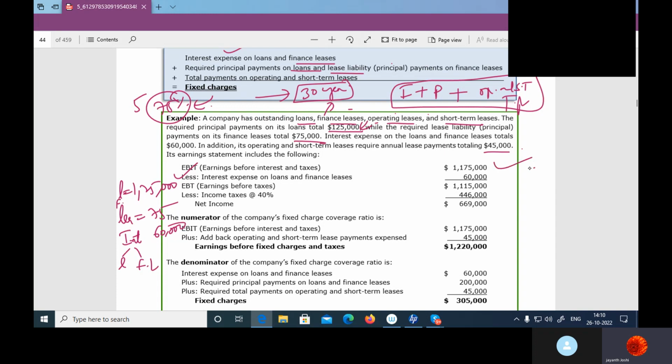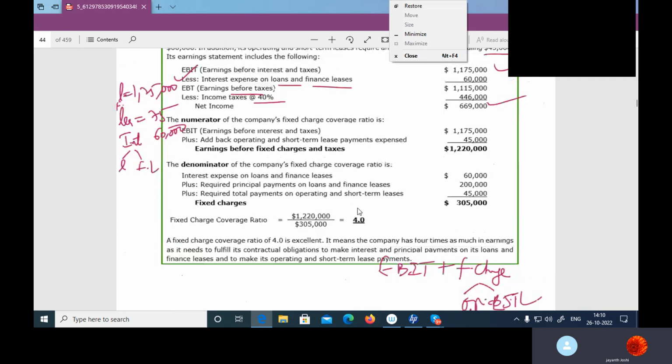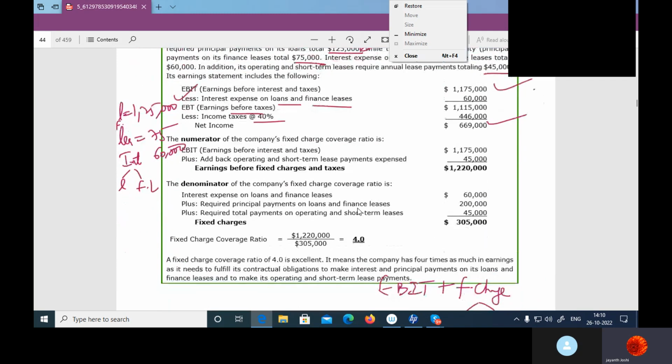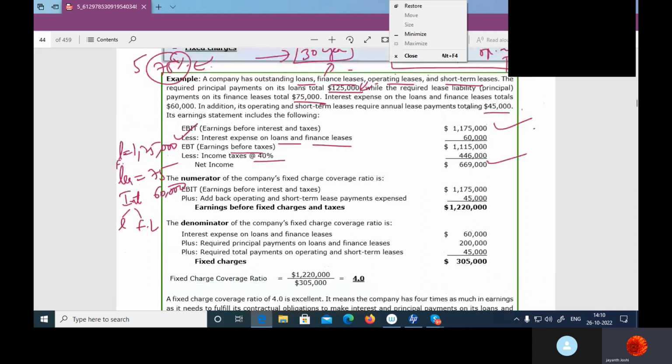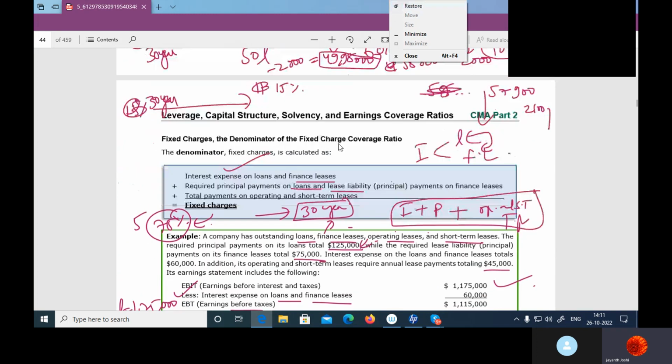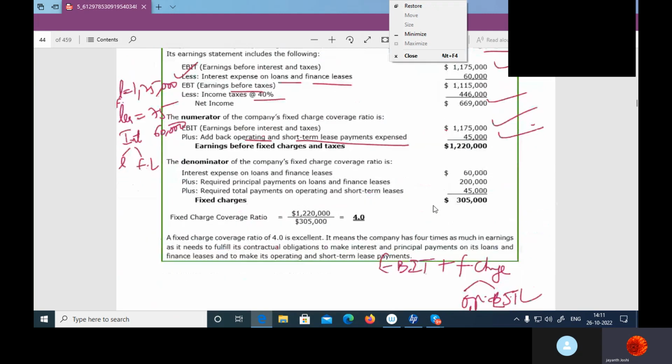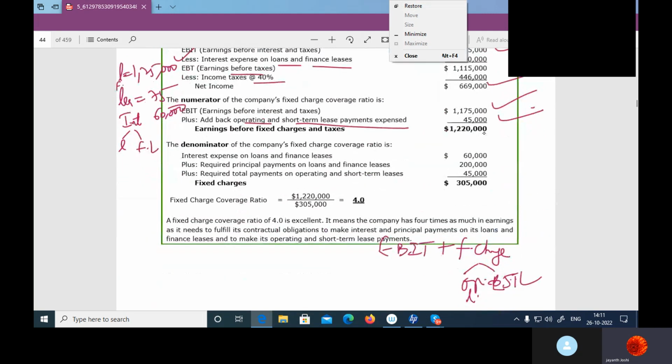So they have given you EBIT already. They have deducted the interest expense on loans and finance leases, so they got EBT, they deducted the taxes, they got net income. But what we want for the fixed charge coverage ratio is earning before fixed charges and taxes. So we will take EBIT and add back the operating and short-term lease payments, 45,000, as per our formula. So we got EBFT, earning before fixed charges and taxes.